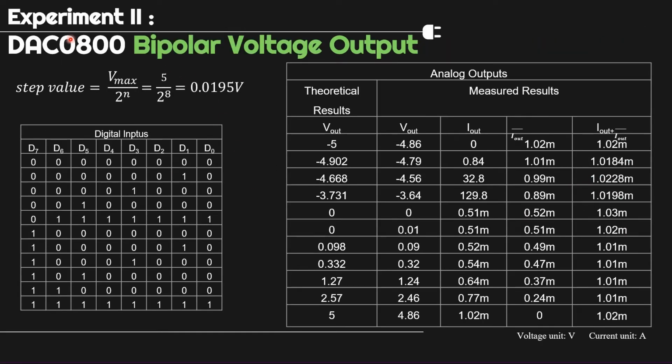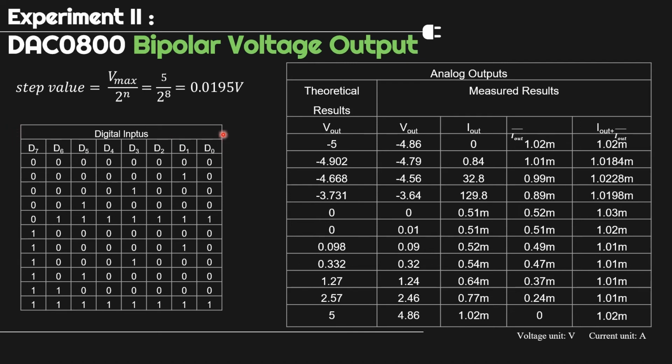Next is experiment 2, which is DAC 0800 bipolar voltage output. Firstly, we calculate the step value using the same equation with Vmax over 2 power of n, and we still got 0.0195 volts. Then, we use the provided equations in the lab manual to calculate the value of the output current and also to calculate the V out output voltage for the theoretical voltage.